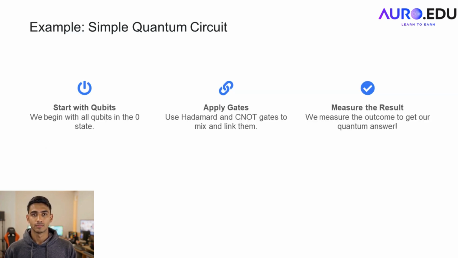Here's a fun and simple quantum circuit example. We start with a few qubits, usually all set to 0. Then we apply some special gates, like Hadamard to create superpositions, and CNOT to entangle them. Finally, we measure the result to see what we get. It's like a recipe: qubits plus gates plus measurement equals a quantum answer.